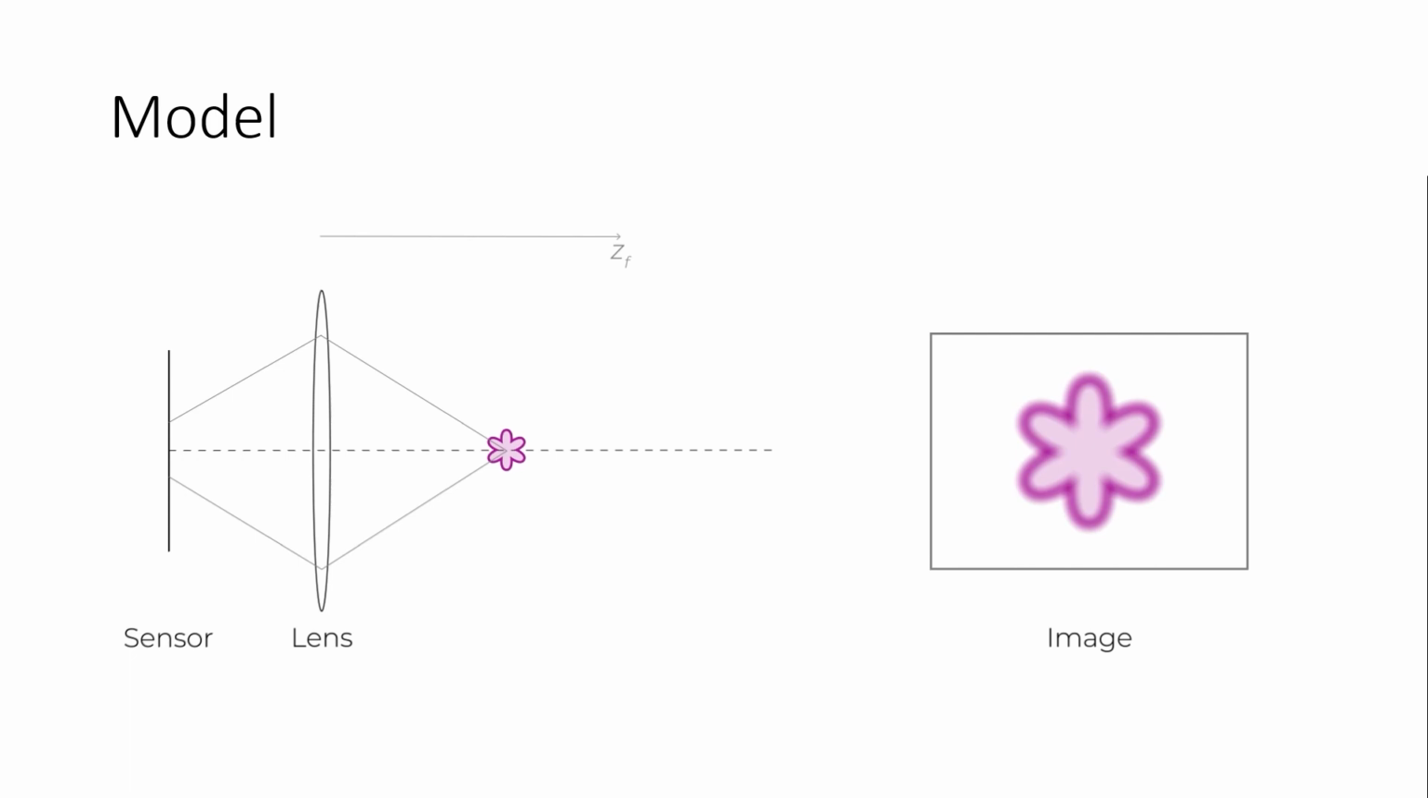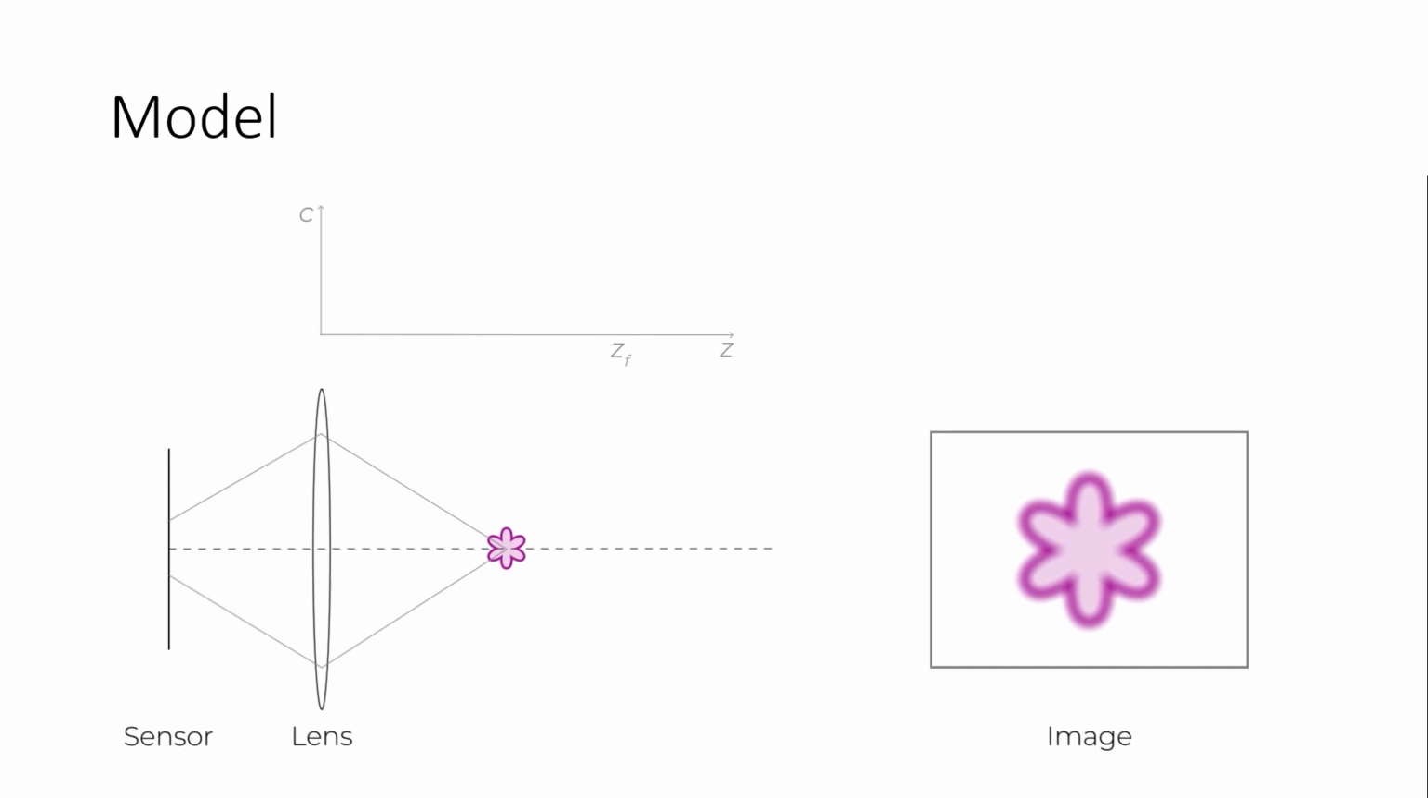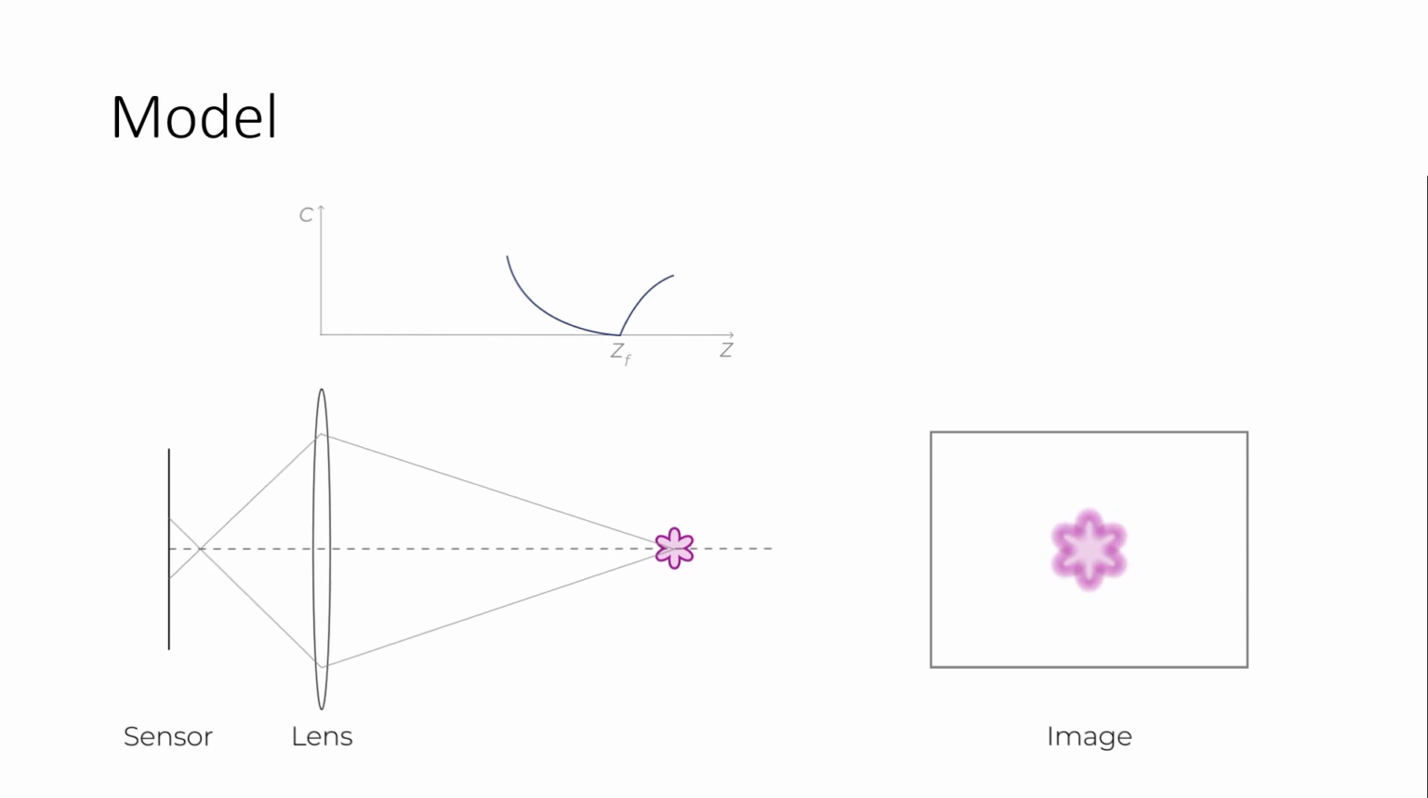The importance of this effect depends on some camera parameters chosen by the photographer, and in particular the size of the aperture. For a smaller aperture, or a higher f number, the circle of confusion will be smaller and the image will appear sharper. If we were to draw the size of this circle of confusion as a function of the distance, we would get a curve that looks something like this, hitting 0 at the focus distance.